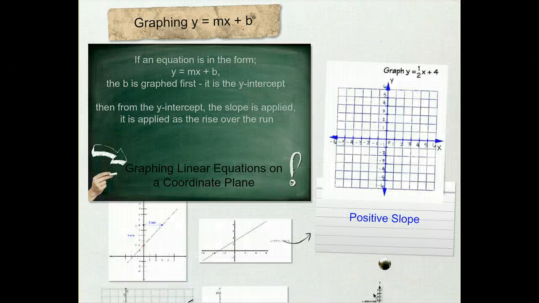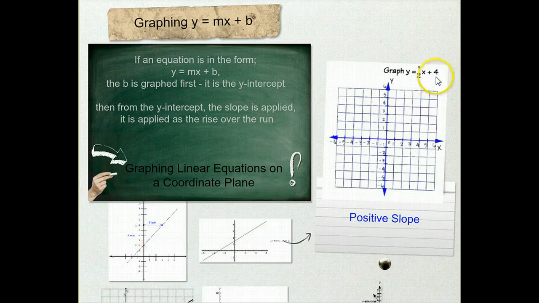You can plot a few points if you like, and then draw your line. This one has a negative slope. If you're going from left to right, you would be going down a hill. Okay, to sum it up, if we have the equation y equals mx plus b, the b is graphed first, our y-intercept, and then after the b is graphed, we apply the slope, which is our coefficient of the x.